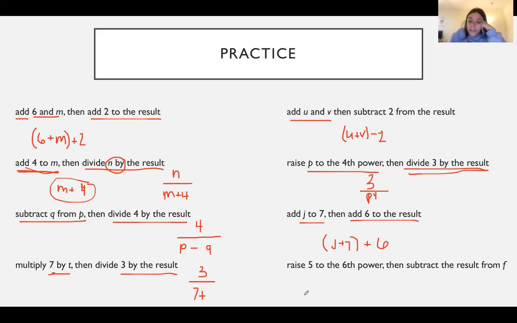And then finally raise 5 to the 6th power, so 5 to the 6th. Then subtract the result from f. So subtracting the result from f means it would be f minus 5 to the 6th power. And you don't need to put this in parentheses. You can, but you don't need to, because when there's an exponent, you always do the exponents first, and that goes with the order of operations.